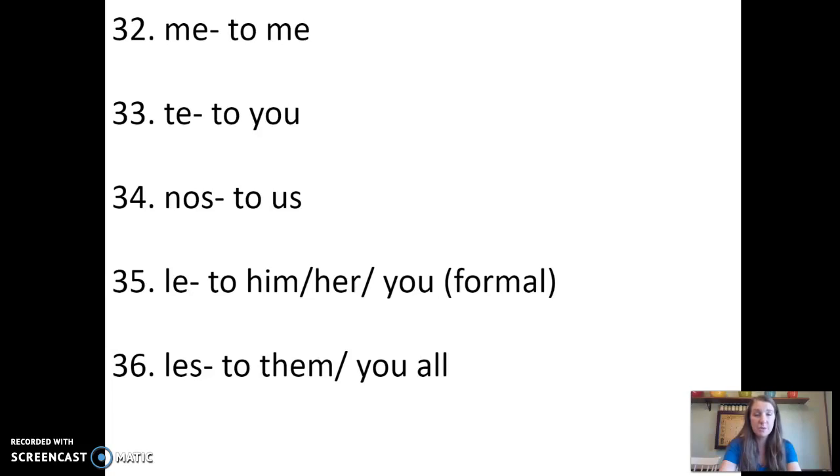or les, which is to them or to you all. So this would be like if you're saying something like the doctor gives me a prescription, right? So el médico me da una receta. The doctor gives me a prescription, or gives you a prescription. It would be te da una receta. Again, don't worry too much about this. You get more into this at high school.